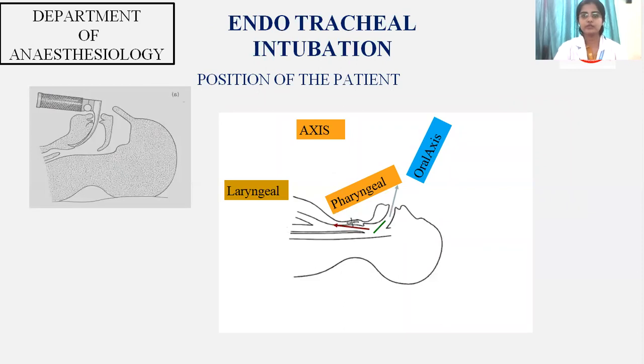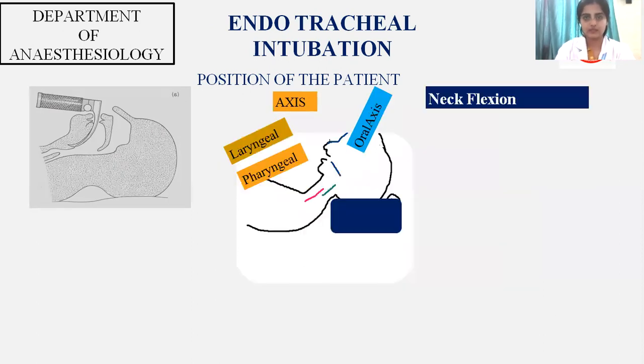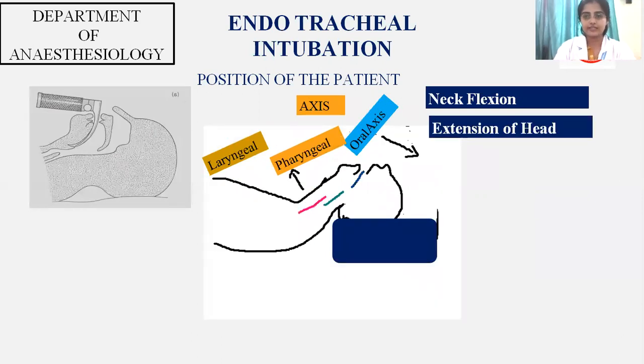How do you do an endotracheal intubation? The position of the patient is very important when you're planning to do an endotracheal intubation. You should have the laryngeal axis, the pharyngeal axis, and the oral axis in one line. When the neck is flexed and the extension of the head is done, you get a proper position of the patient for carrying out laryngoscopy and inserting an endotracheal tube.